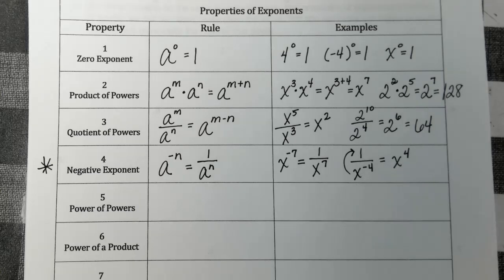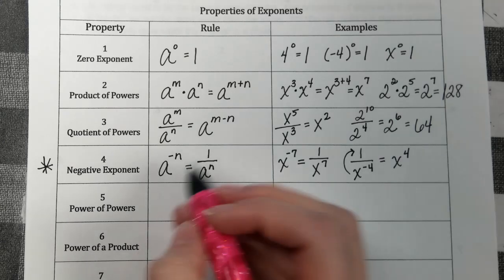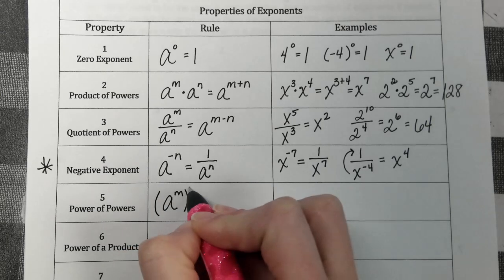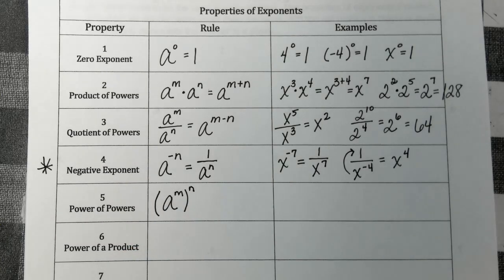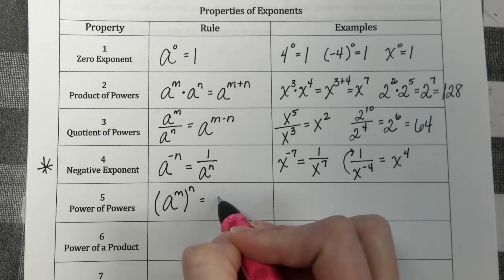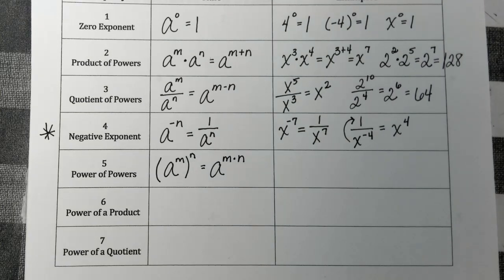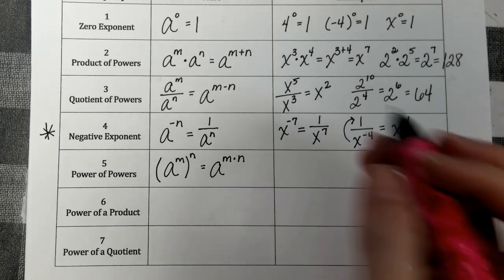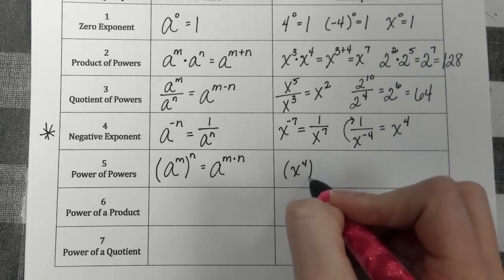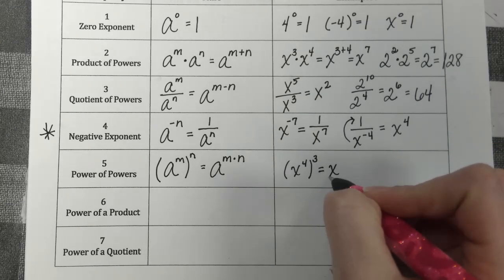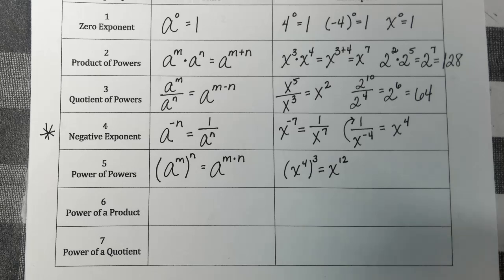Okay? Your power of powers tells you if you have any base raised to any exponent, and that's in parentheses raised to an additional exponent, so I have a power to a power, that's what I call it, okay? That tells me I am going to multiply those two exponents. Okay? So if I have x to the 4th raised to the 3rd power, I have a power to a power, so I multiply. That's going to turn into x to the what? 12th power. You're going to multiply 4 times 3.